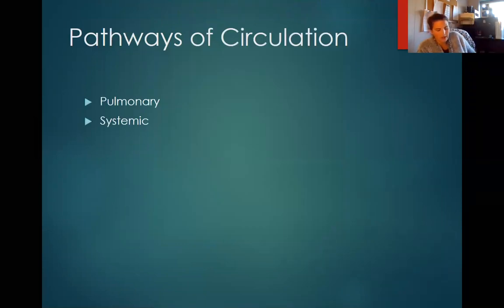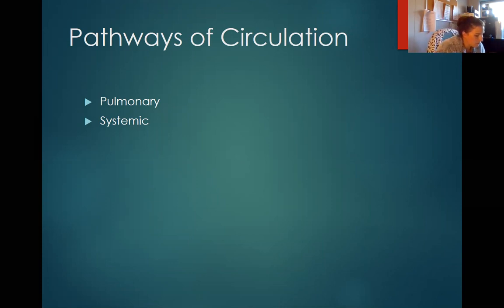So the pathways of circulation. We've got two primary pathways. First is going to be the pulmonary pathway. Pulmonary pathway is from the time we leave that right ventricle going into the pulmonary arteries, into the lungs where that exchange of gas occurs. We pick up all that oxygen from the lungs that we need, and then we send it back into the left atrium by way of the pulmonary veins.